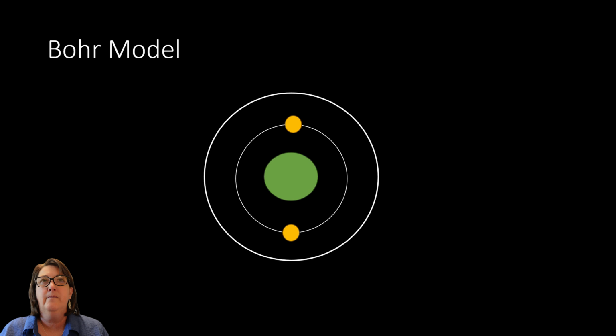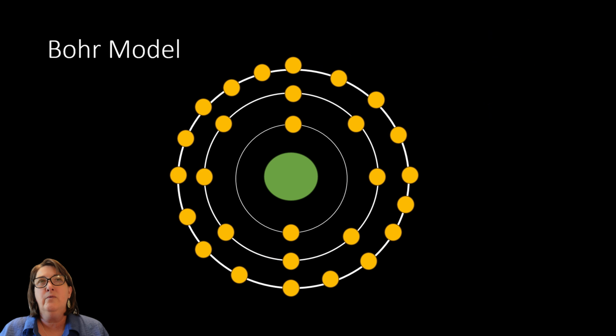Your Bohr model is just a quick representation of an atom, just kind of showing your energy levels. You start with a nucleus, and you have your first ring. Your first ring can hold a maximum of 2 electrons. I bring in a second ring. That can hold a maximum of 8. I have a third ring that holds a maximum of 18.